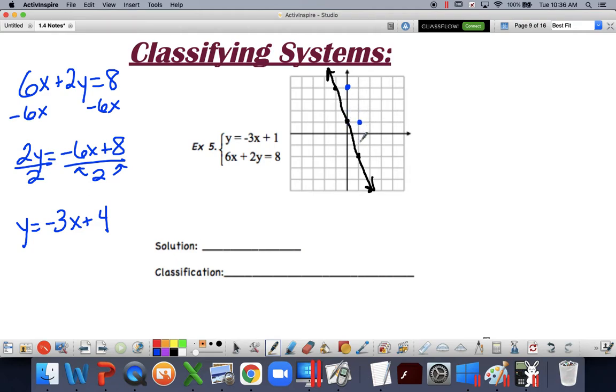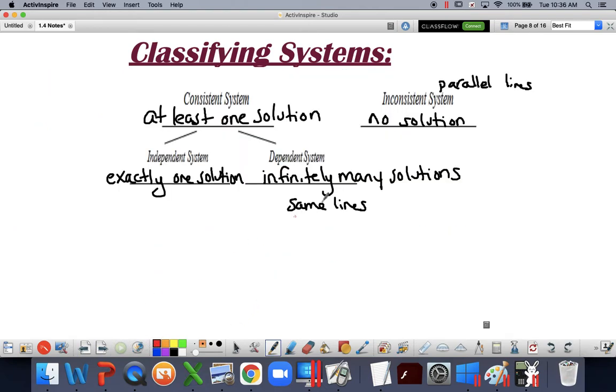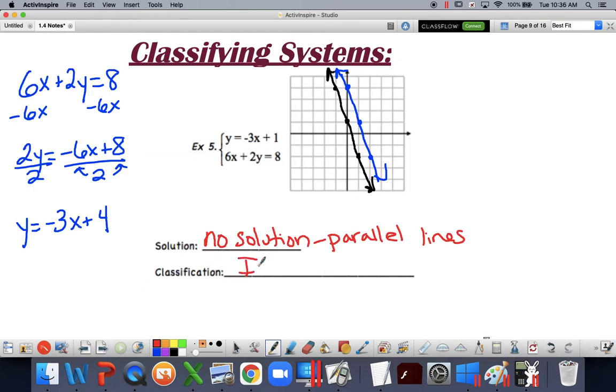Oh, I think I see a little pattern here. Right, these guys are never going to be able to touch. The solution is that there is no solution. No solution, because we have parallel lines. I classify it by using my little chart up here to determine that my classification is inconsistent.